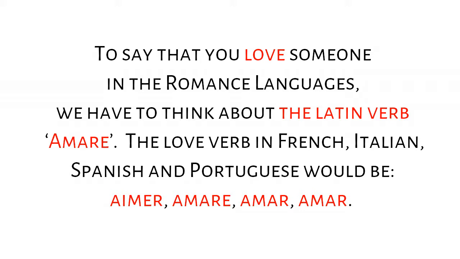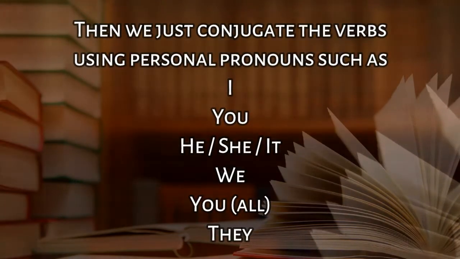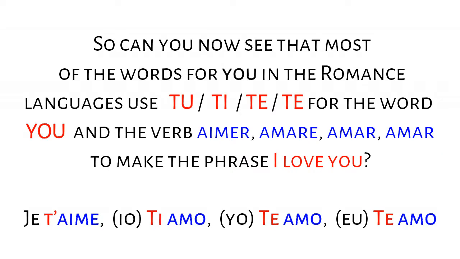It's easy, right? To say you love someone, I love you, in the Romance languages, we have to think about the Latin verb amare. The love verb in French, Italian, Spanish and Portuguese would be Aimer, Amare, Amar, Amar. Then we just conjugate the verbs using personal pronouns such as I, you, he or she, it, we, you, and they. So can you now see that most of the words for you in the Romance languages use Tu, Ti, Te, Ci for the word you, and the verb Aimer.